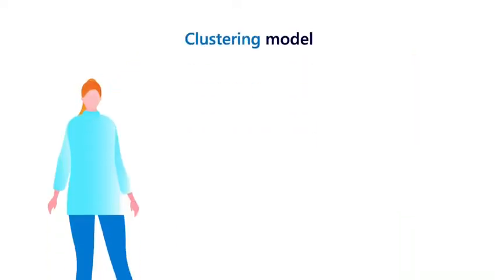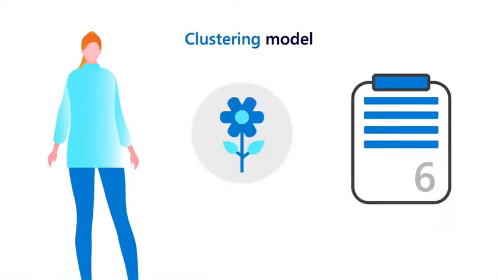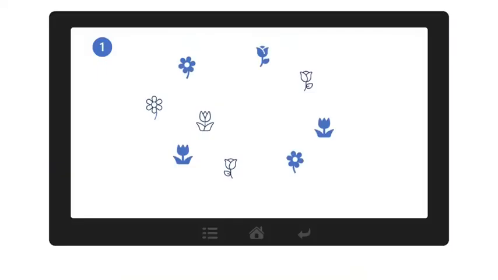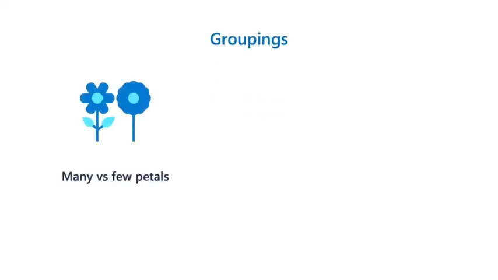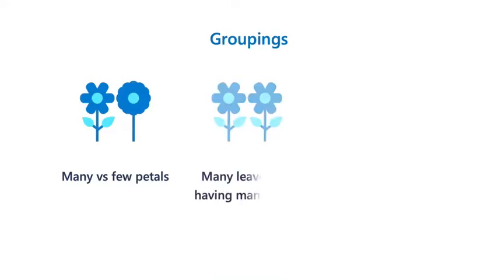For example, suppose a botanist observes a sample of flowers and records the number of petals and leaves on each flower. It may be useful to group these flowers into clusters based on similarities between their features. There are many ways this could be done. For example, if most flowers have the same number of leaves, they could be grouped into those with many versus few petals. Alternatively, if both petal and leaf counts vary considerably, there may be a pattern to discover, such as those with many leaves also having many petals.